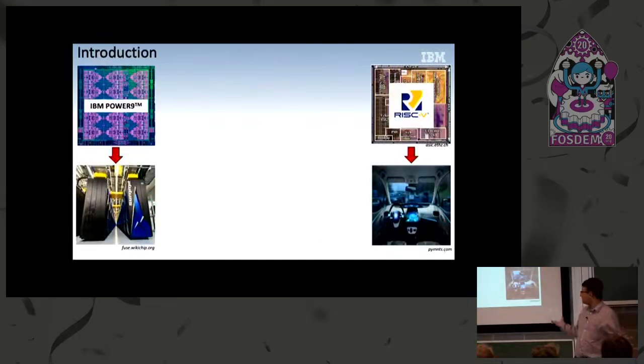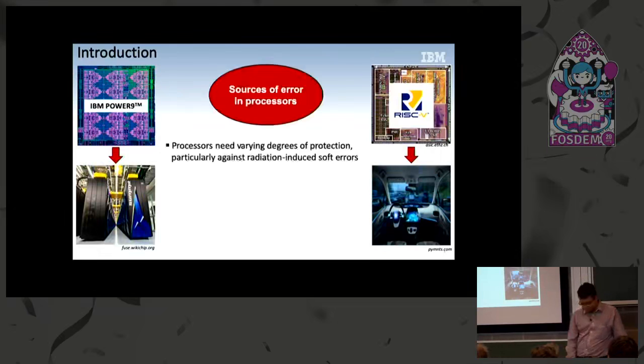If you have processors at either end of the spectrum, say for high performance or server class machines like IBM Power9, or a RISC-V core like the Ariane core in this case, which could be fitted into something like an autonomous driving system, they are obviously vulnerable to several sources of errors. One of the main issues is radiation-induced soft errors.